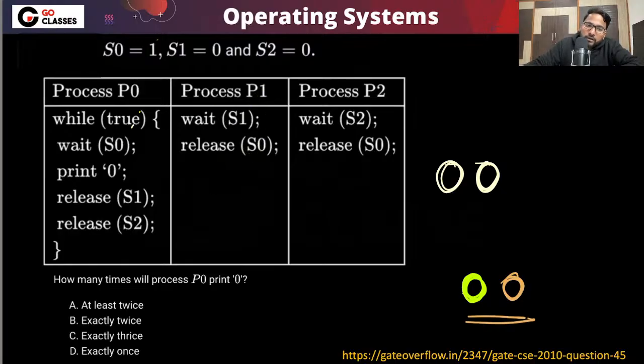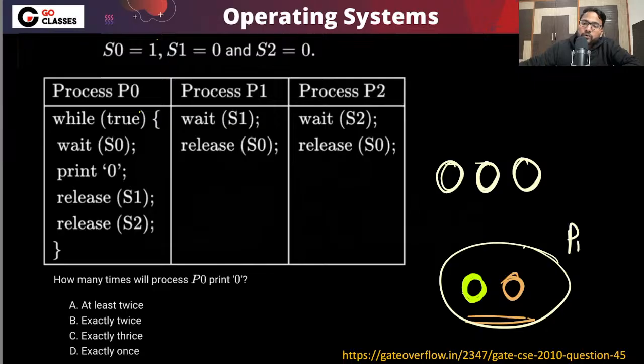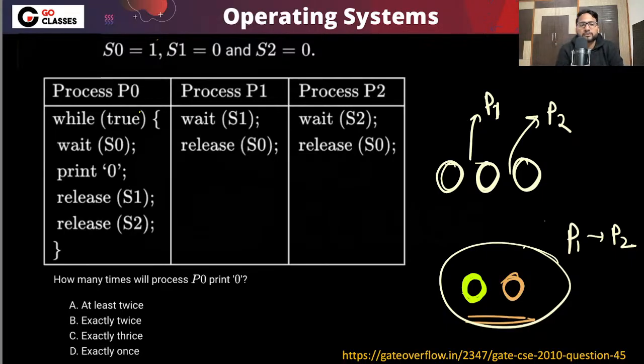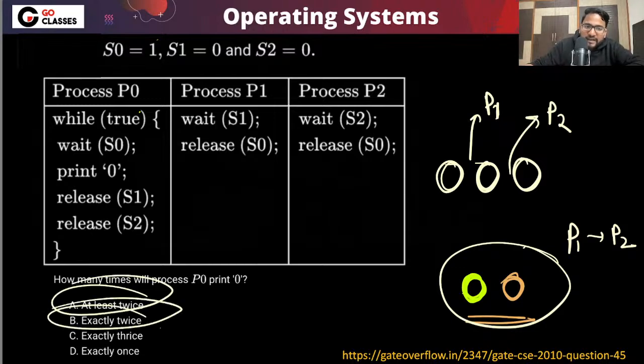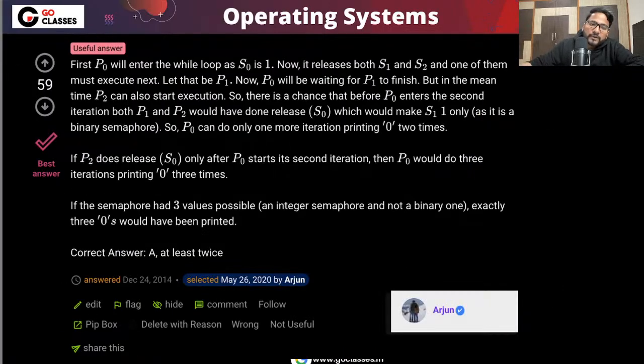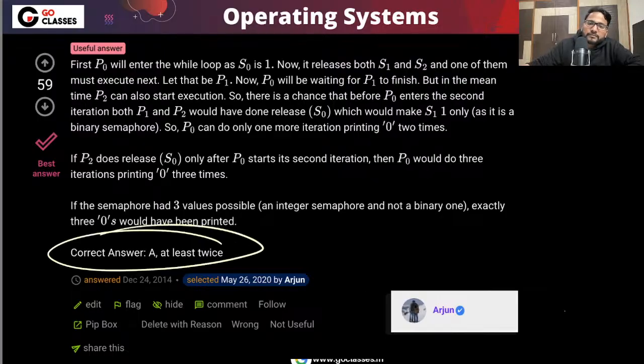Now you can execute this P2. So basically you can print 3 times or you can print 2 times. It depends whether you are doing P1 and P2 back to back, or you are taking the help of P1 and then the help of P2. Then you can do something like this. So basically either 2 times or 3 times. So you can say at least twice. Exactly twice is not the answer here, so that's why A is the answer.